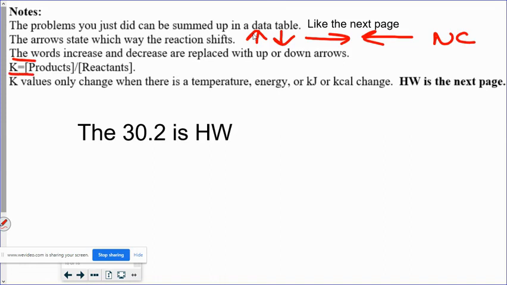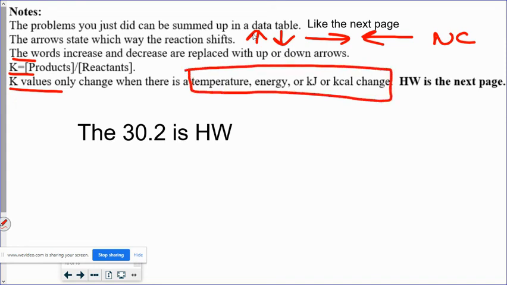Remember, K is products over reactants, and K values can only change when there is a temperature, energy, or kilojoule or kilocalorie change. These all really are meaning the exact same thing. They are all a change in energy. They're just given to you in many forms. And why do we give it to you in many forms? So when you go off to college, you don't freak out when they start using kilojoules instead of saying temperature or energy. So that's why we are giving that to you.